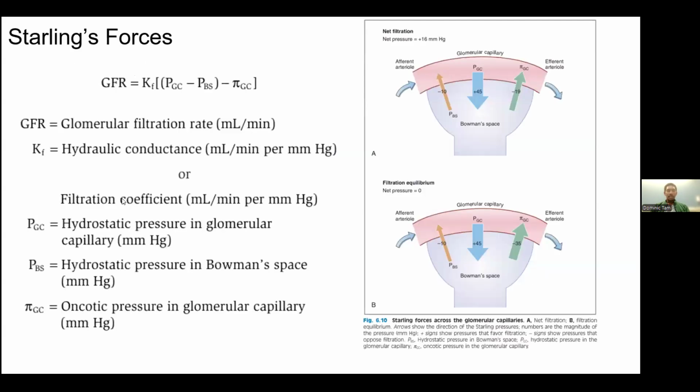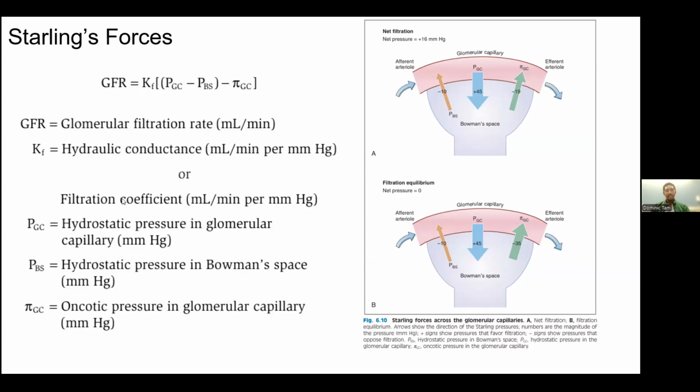So next, let's talk about Starling's forces. All right. Now, fluid movement across the glomerular capillary wall is the process of glomerular filtration, as we spoke about before. And it is driven by these forces called Starling's forces. And there are four Starling's forces. There are two hydrostatic pressures, one which exists in the capillary blood and one in the interstitial fluid. And there are two oncotic pressures, one in the capillary blood and one in the interstitial fluid.